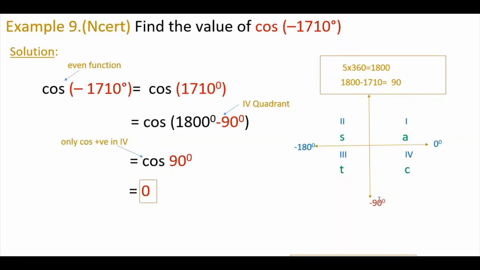Now check: minus 90 degrees is a negative angle and it is in the 4th quadrant. In the 4th quadrant only cos and secant are positive, so here it is positive because it is cos. Even though it is a negative angle, because of cos in the 4th quadrant, it is positive only. So it is cos 90 degrees, which is 0.